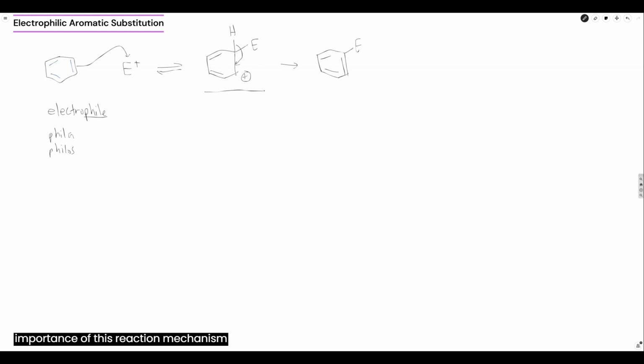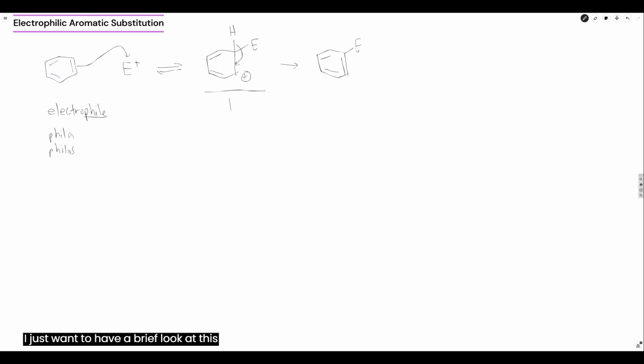Okay, we functionalized benzene. And this is the importance of this reaction mechanism because you can take an inert hydrocarbon like benzene and functionalize it. So you can add something to the benzene molecule that may be synthetically of interest. And so this is a very common reaction that you're going to see in the chemical literature, and it's a very useful one for building up molecular complexity.